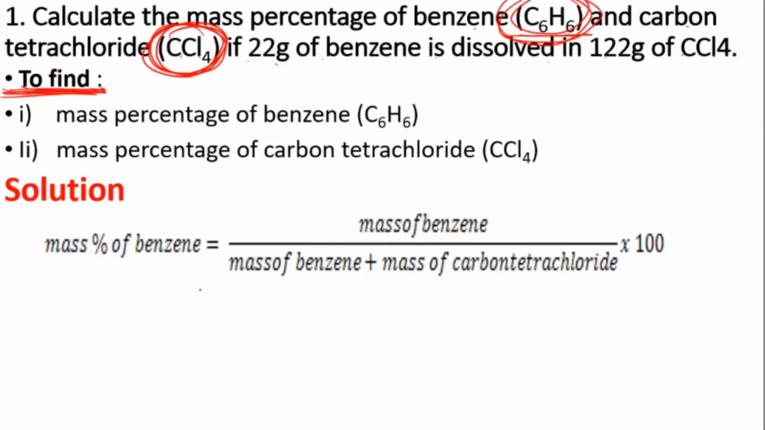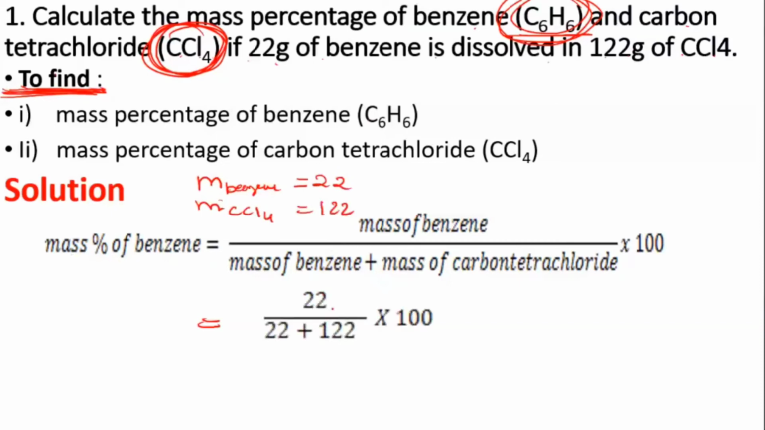Okay, so mass of benzene, it's a direct substitution. Mass of benzene is given: mass of benzene is 22 and mass of CCl4 is 122. So direct substitution, 22 divided by 22 plus 122, into 100. So total mass of the solution will be 144. So 22 divided by 144 into 100. How much is it? You can calculate and tell me later, you can copy this down.